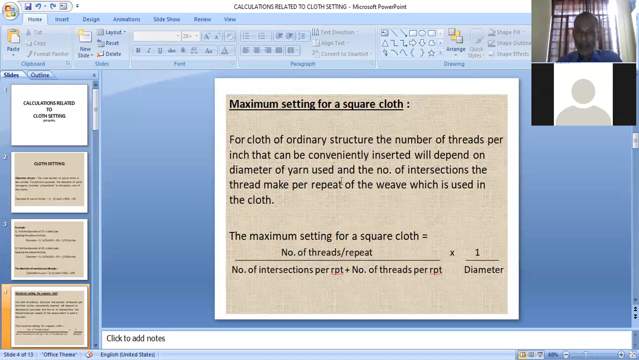What can be inserted will depend on the diameter of yarn used and the number of intersections the thread makes per repeat of the weave which is used in the cloth.